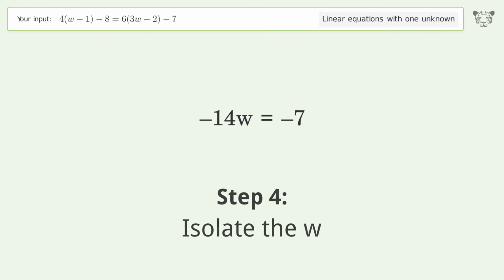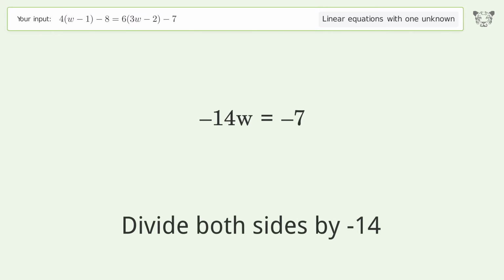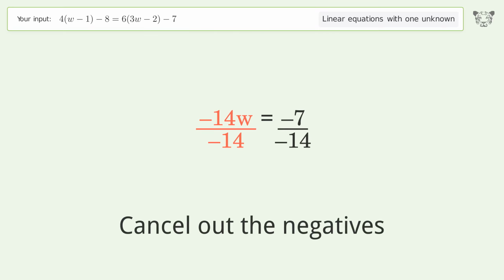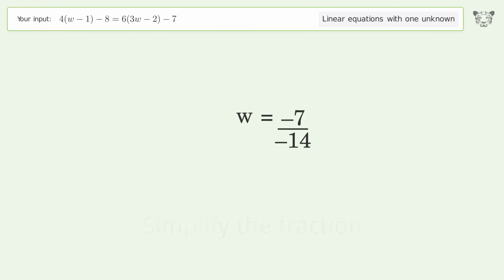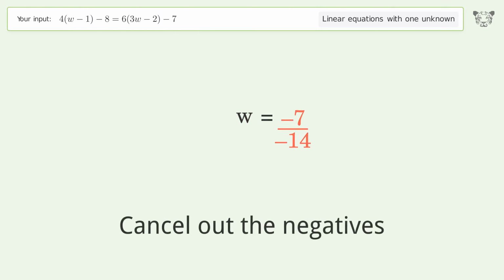Isolate the w. Divide both sides by -14. Cancel out the negatives. Simplify the fraction. Cancel out the negatives.